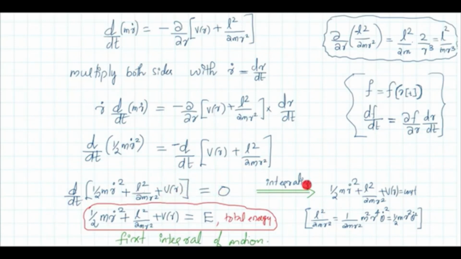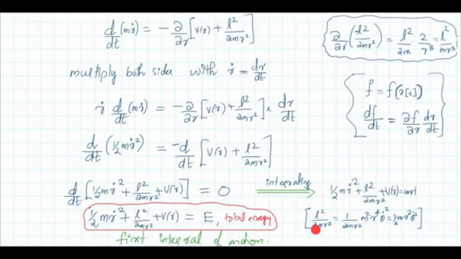So integrating, you will get half mr dot square plus L square by 2mr square plus v of r is equal to constant. Again, after one integration, you got one constant. So this is another first integral of motion, and on inspection we can see that that is nothing but total energy, because this half mr dot square is radial kinetic energy. L square by 2mr square.